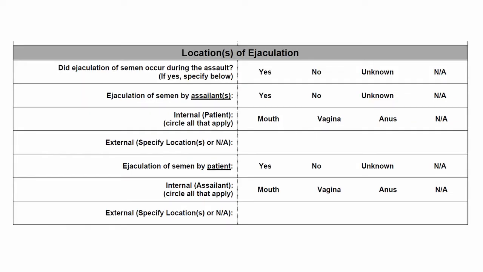There's a question that asks about the location or locations of ejaculation. Did ejaculation of semen occur during the assault? If yes, specify below. Here the answer is unknown. Ejaculation of semen by the assailants remains unknown. There's no indication with respect to the mouth, vagina, or anus. Ejaculation of semen by the patient is not applicable.